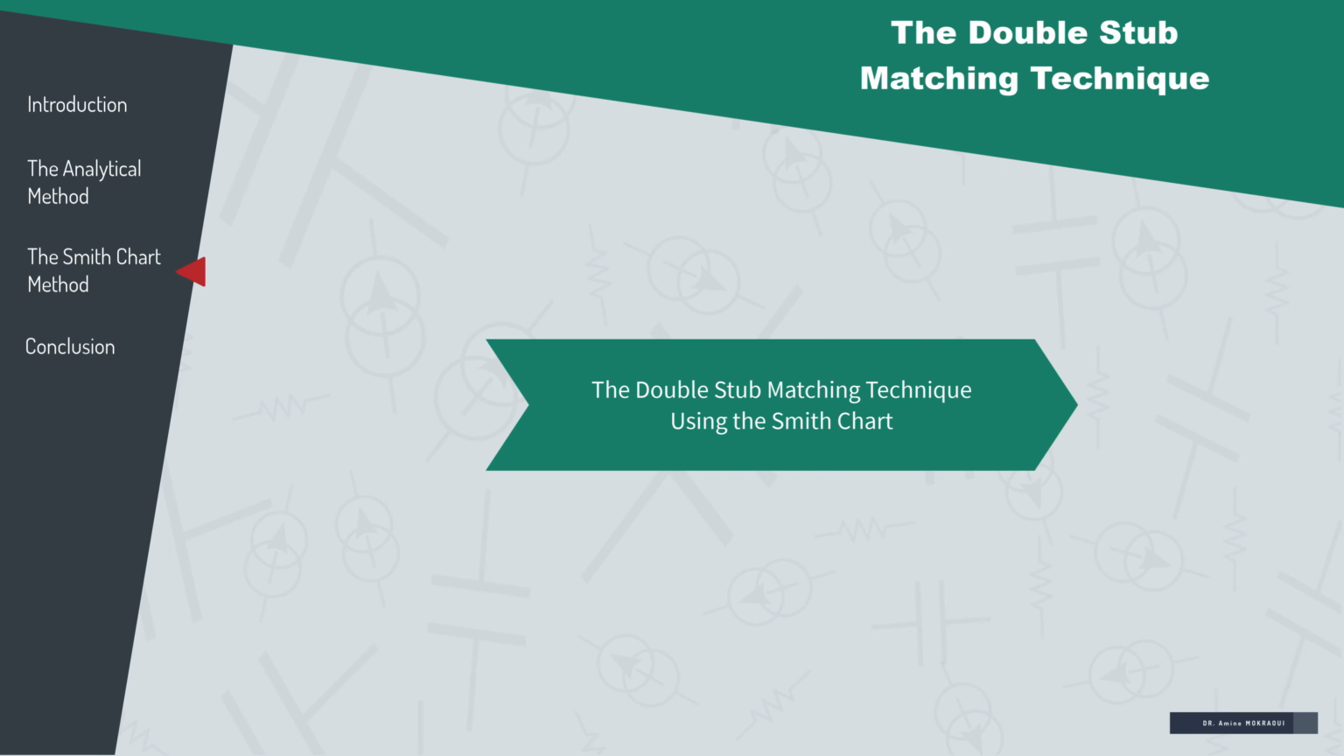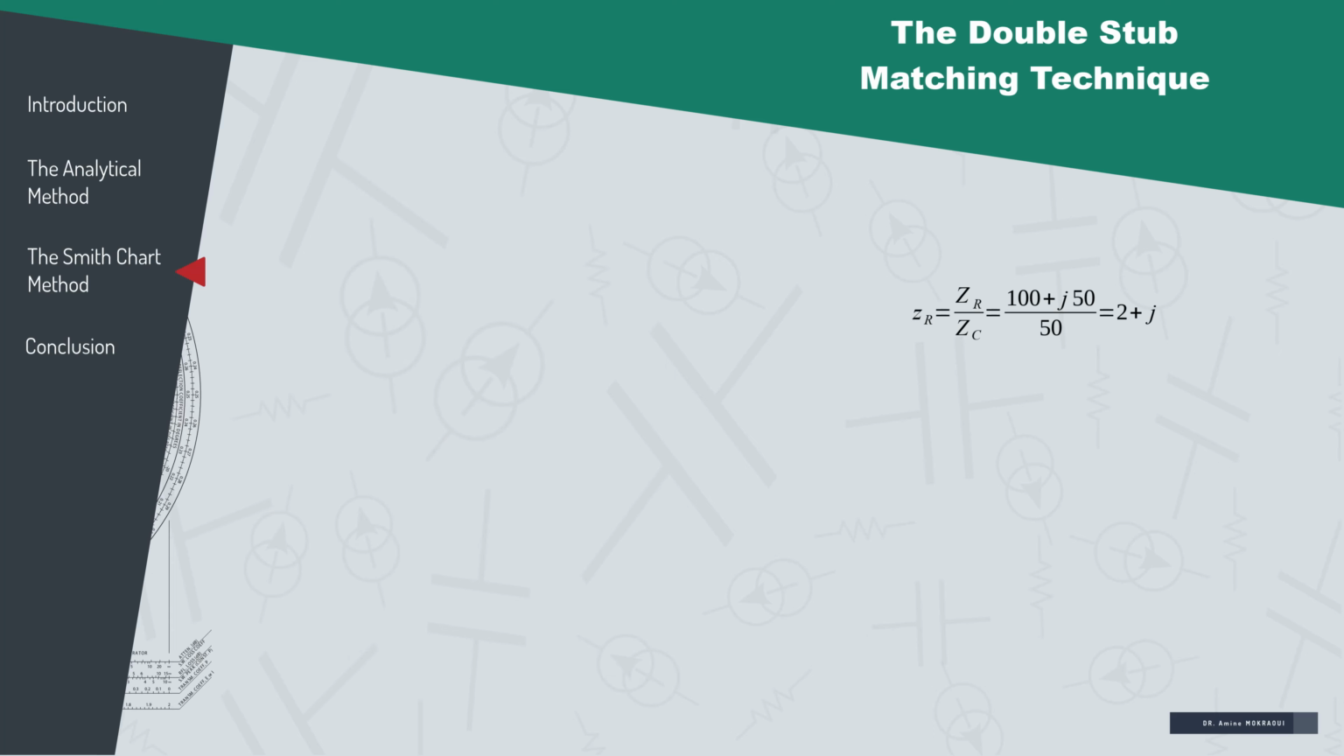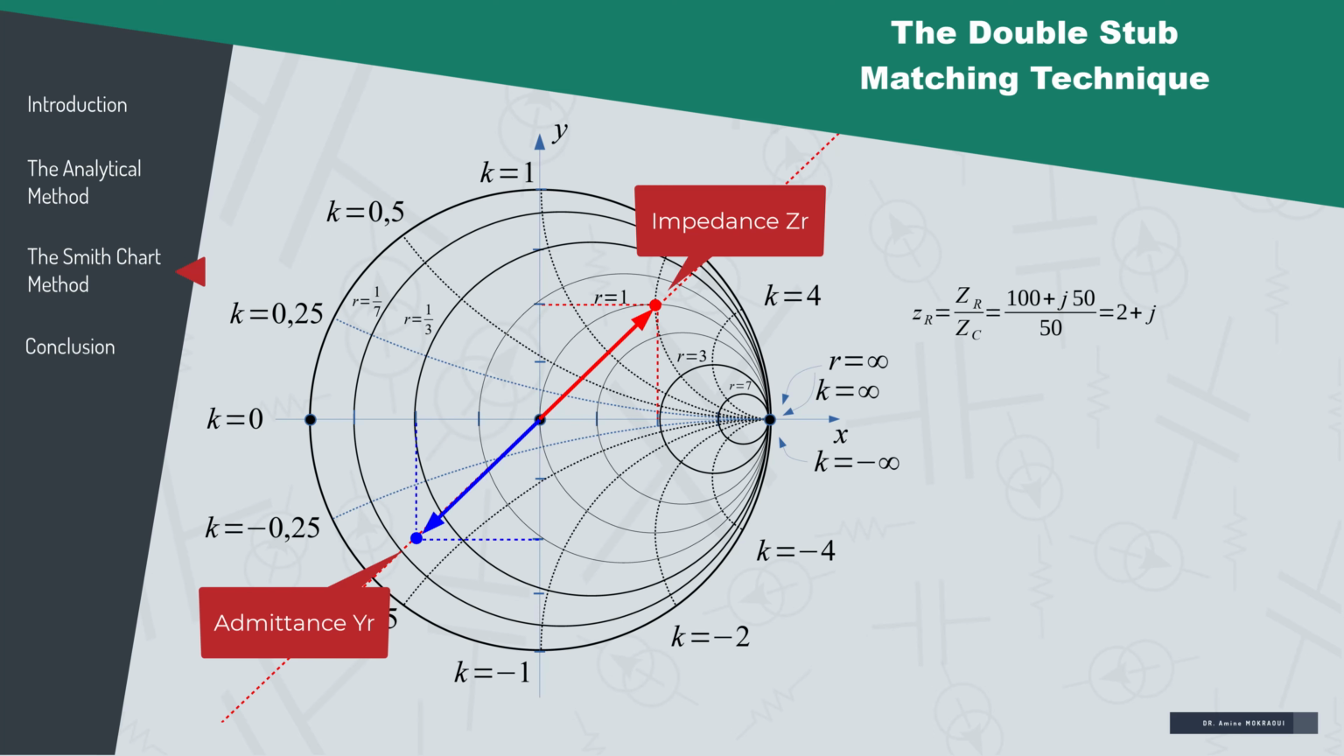Now let's solve the problem using the Smith chart. First, when using the Smith chart, we always work with normalized values. So the normalized ZR equal the plane ZR divided by ZC, and we find 2 plus J. Once again, we prefer to work with admittances rather than impedances, so let's get the value of YR using the chart. Recalling that the value of the admittance is the mirror of the impedance regarding the center of the chart, we proceed as follows.